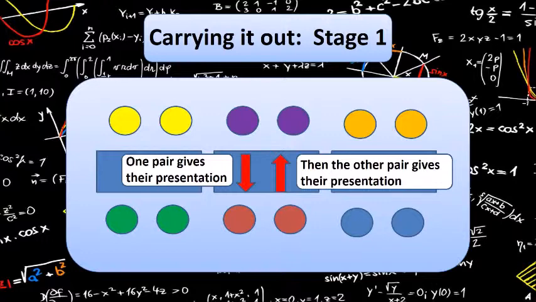You might need to do more than one row and sit students at either side so they face into each other. Once one pair is facing the other pair, they give their presentation to the pair opposite them and vice versa.